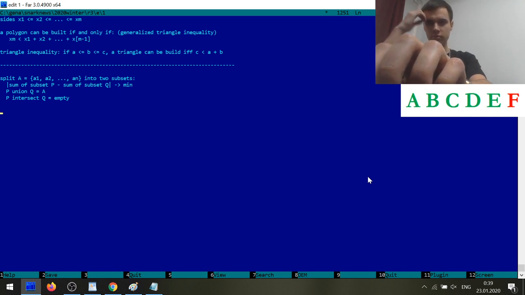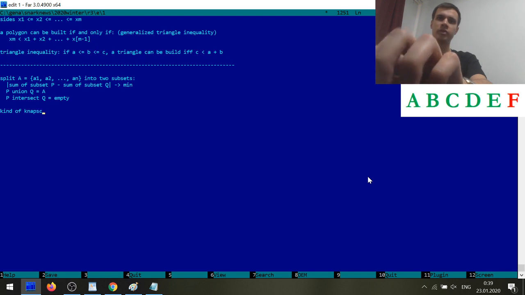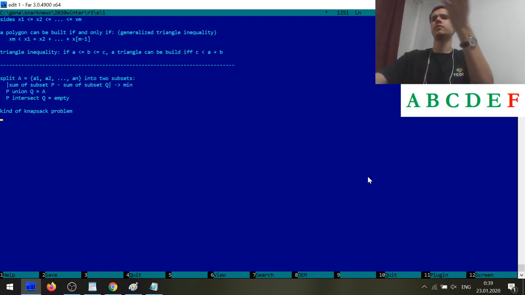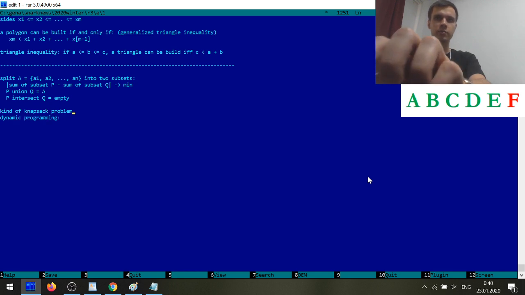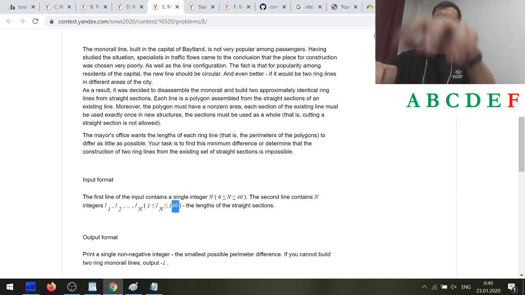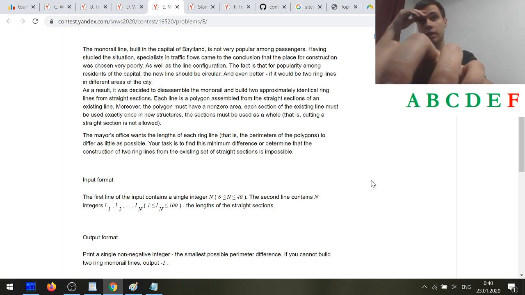So this problem is a kind of knapsack problem, which is kind of well known. Be sure to look it up if you don't know. So we just use dynamic programming in this case because the lengths are small. The lengths are just at most 100, and all the lengths are integers. So we just can use some kind of dynamic programming in this case.